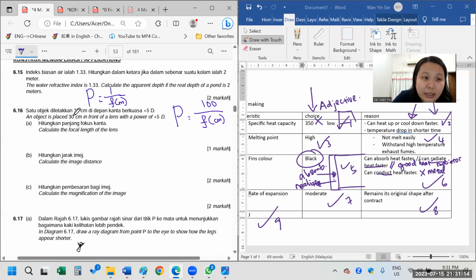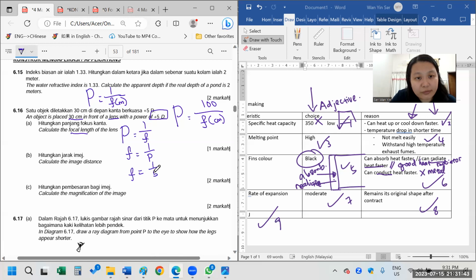For example, an object is placed 30 cm in front of a lens with a power of positive 5 diopter. D is diopters. Okay, so calculate the focal length. So we use P equals to 1 over F. So what is F? F equals to 1 over P. So F equals to 1 over 5. Means F equals to 0.2 meter. Means F equals to 20 cm.